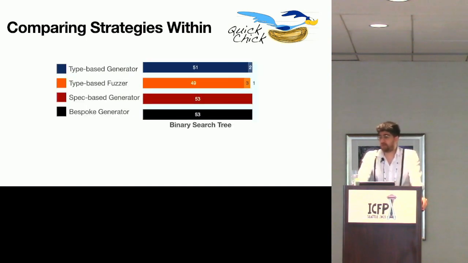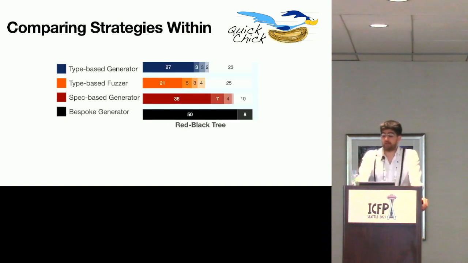And we see that all of them are very performant in our binary search tree workload. And we see a similar drop in performance in red-black tree. Here we can see that the specification-based generator is rather better than the type-based ones.